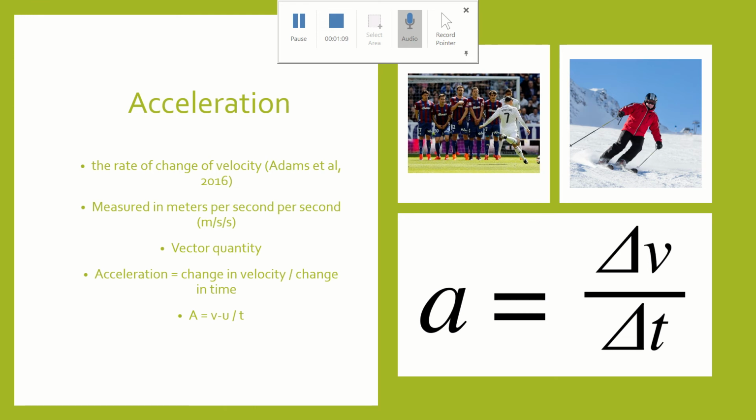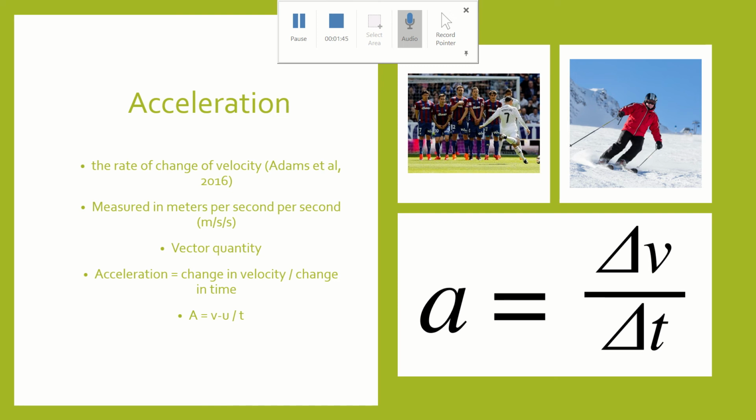T stands for time. For example, if a football was kicked from a static position with a velocity of 0 meters per second and it reached a velocity of 30 meters per second in 4 seconds, to find the acceleration, you would first need to find the change in velocity. You would do 30 minus 0, which is 30 meters per second. Then you would calculate the change in velocity divided by the time. So you would do 30 divided by 4, which is 7.5 meters per second per second.